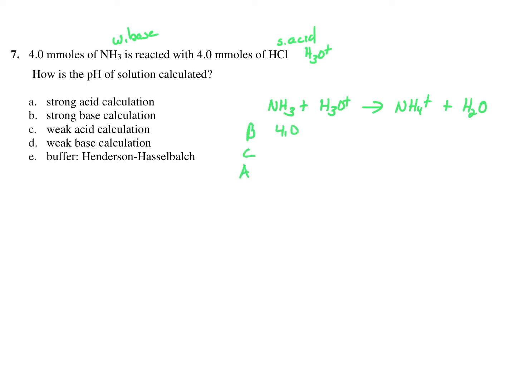Initially, we have 4 millimoles of ammonia. It reacts in a 1-to-1 ratio with hydronium ion, so essentially both of these are completely consumed. Essentially, we're at the equivalence point of a titration. In the process, we are producing 4 millimoles of our weak conjugate acid. Water we don't care about, it exists as a pure liquid. So we have a weak acid in solution.